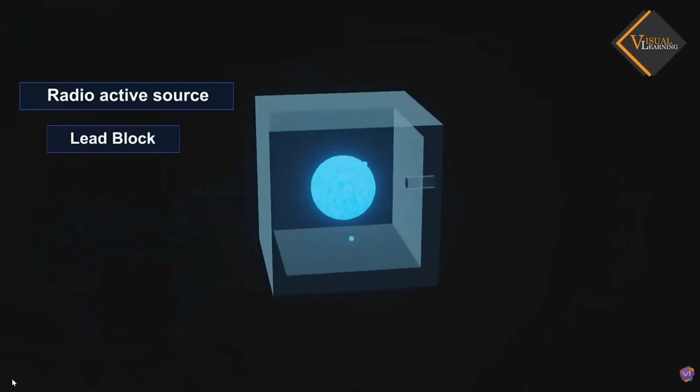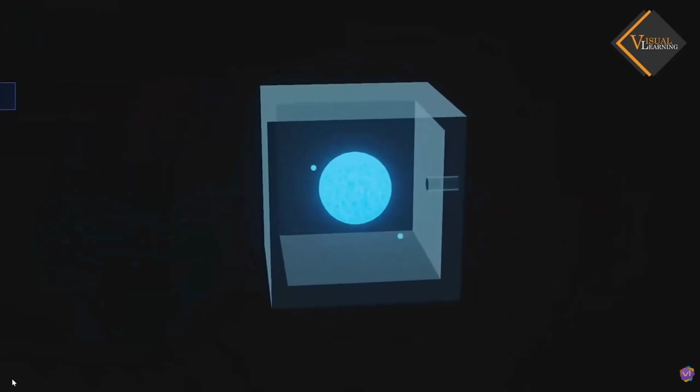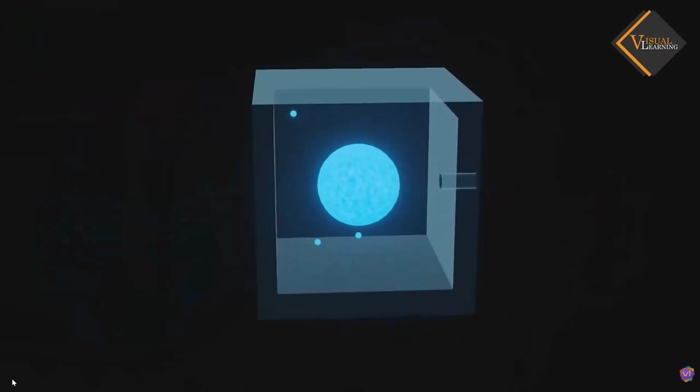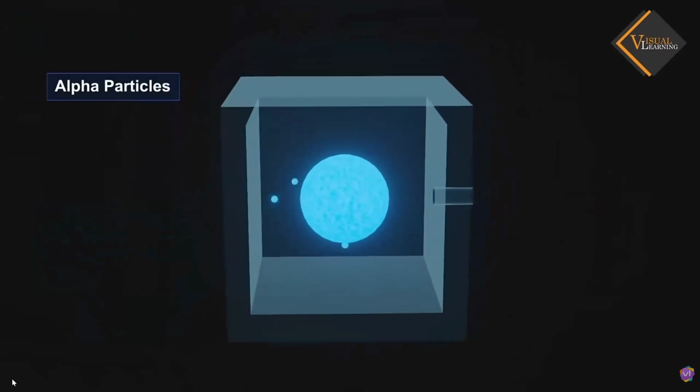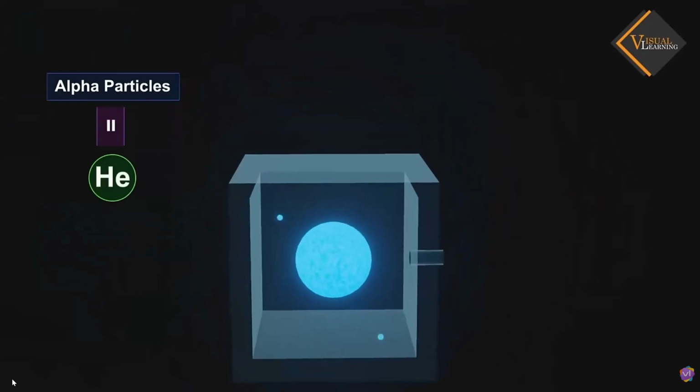So when he passed this one, he found this type of radiations, indicating that most of the alpha particles are moving straight without any deviation. It means atoms have a lot of empty space. There's a lot of empty space.